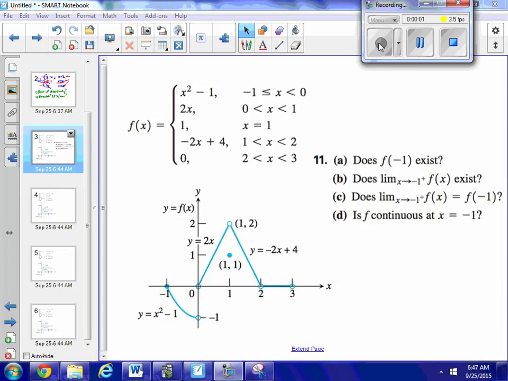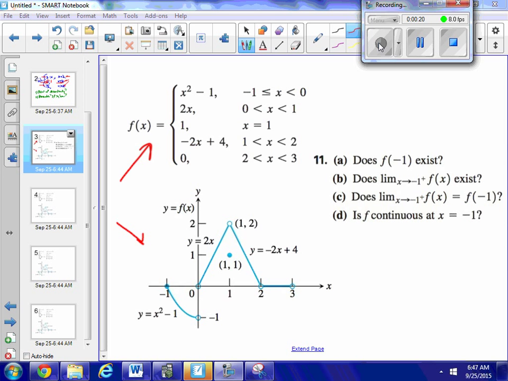Let's answer some questions about continuity by looking at a graph of a function. So this is the graph of this piecewise function, and we're going to answer some questions about it. Well, first of all, the first question is, does f of minus 1 exist?